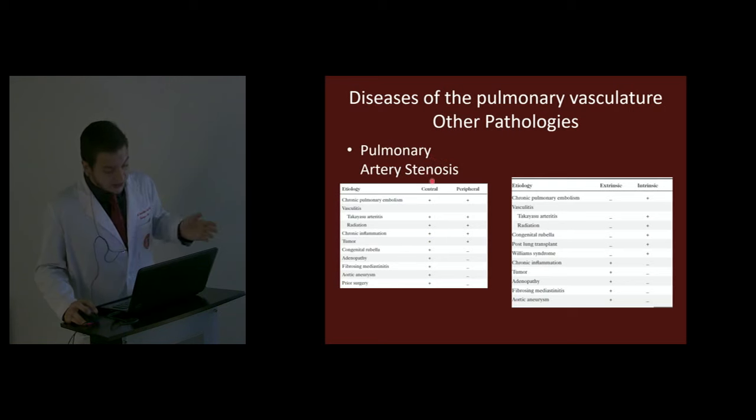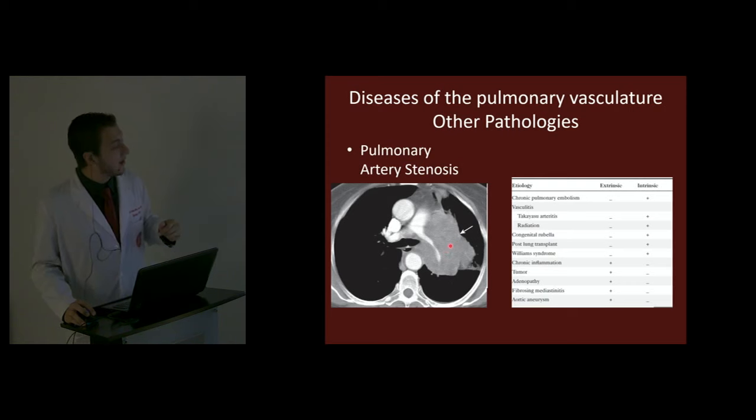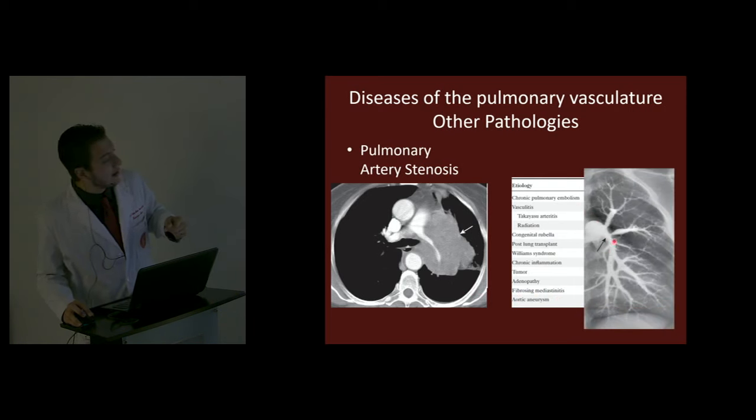There are other pathologies of the pulmonary vasculature, like pulmonary artery stenosis. It can be classified in central and peripheral, and also in extrinsic and intrinsic. In this case, we have an extrinsic cause of pulmonary artery stenosis made by a bronchopulmonary cancer. And this is an acquired form, as opposed to a congenital pulmonary artery stenosis. You can see here the tapering, or the diminishing lumen, of the pulmonary artery.